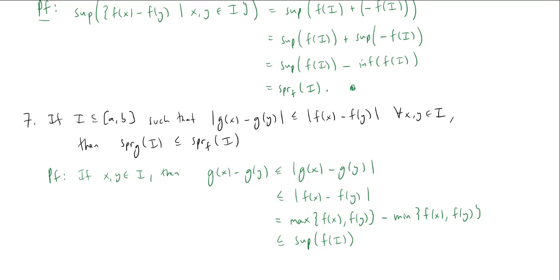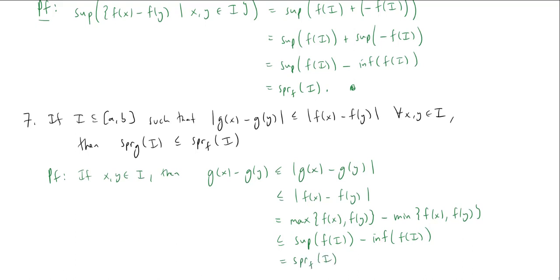On the other hand, this minimum is bounded from below by the infimum of f on I, right? Every value I choose over here can't be any less than the infimum. So if I replace the minimum with the infimum, this difference gets even wider. So I can replace this here with the infimum of f on I. But the supremum minus the infimum is precisely the f spread of I.